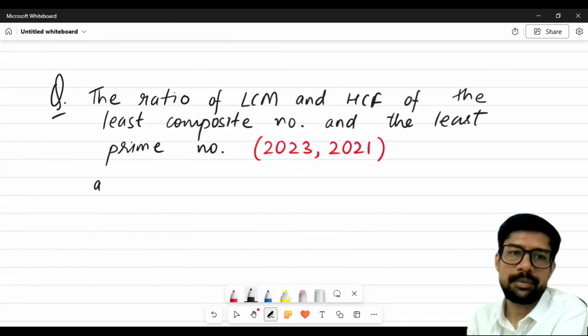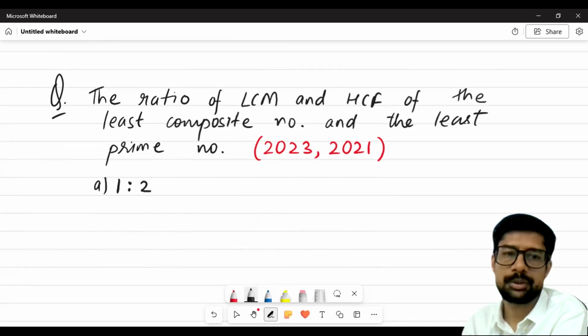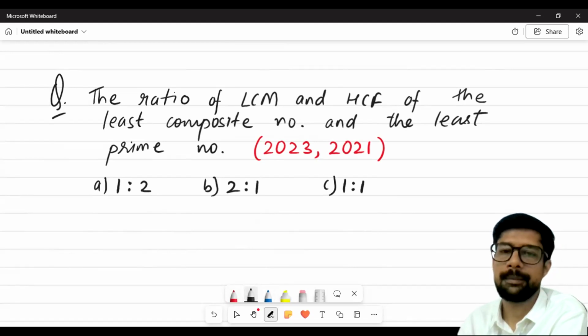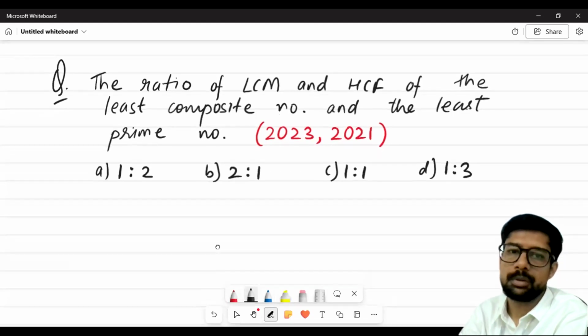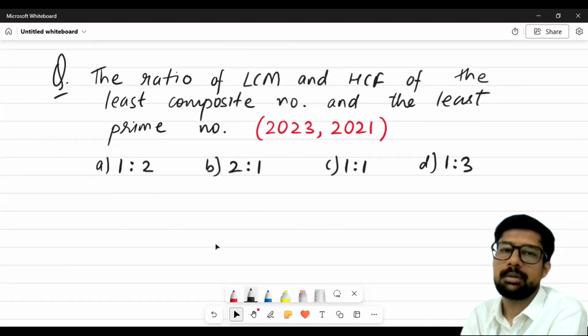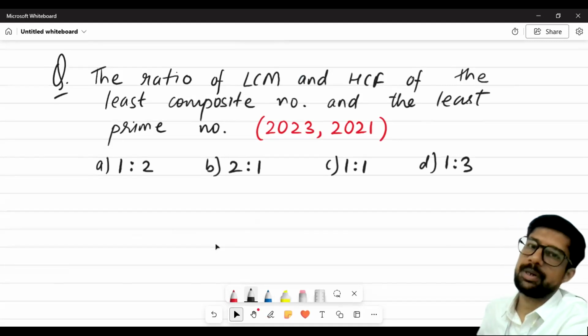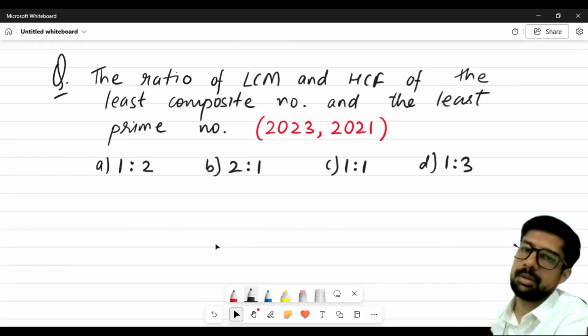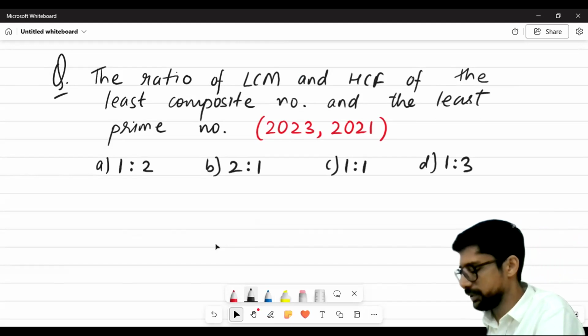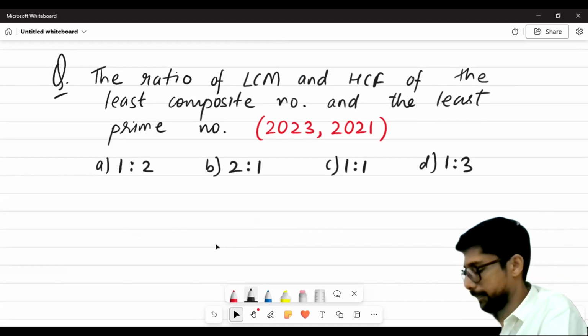Although we do have the options, but we can find them on ourselves. Once 1 is to 2, 2 is to 1, 1 is to 1, and 1 is to 3. Come on, let's execute this. First, we have to find the HCF and LCM of least composite number and least prime number. लीस्ट कॉम्पोजिट एंड लीस्ट प्राइम का पहले HCF LCM जनरेट करेंगे और फिर उनका रेशियो ले लेंगे. चारों में से एक ऑप्शन अपने को कनेक्ट हो जाएगा. लेट्स ट्राई टू एग्जीक्यूट देम, 2:1 ओके.